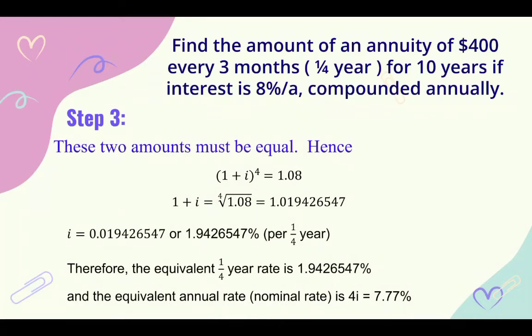So, equate. 1 plus I is equal to the 4th root of 1.08, which is equal to 1.01942657. So the value of our I would be 0.01942657 or 1.942657% per every 3 months or per 1/4 year. Therefore, the equivalent 1/4 year rate is 1.942657% and the equivalent annual rate or nominal rate is 4I, which is equal to 7.77%.